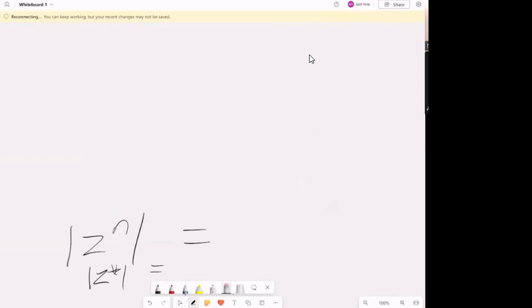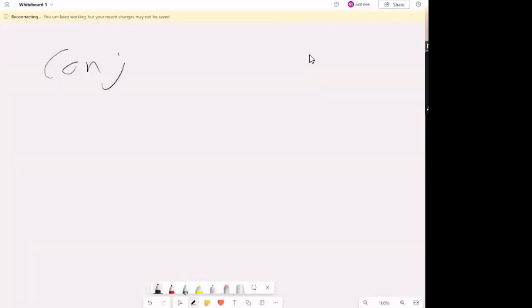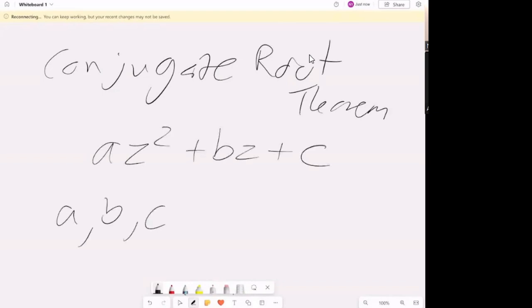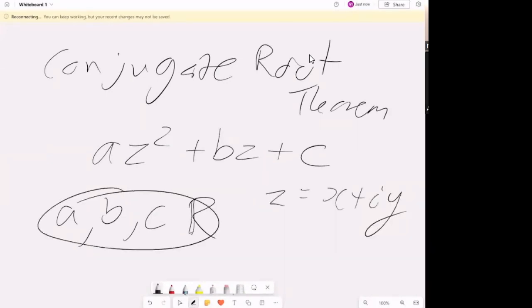There's maybe one more thing I'd like to go through: the conjugate root theorem. Let's say we have az squared plus bz plus c, whereby a, b, and c are real coefficients. Let's say one of the solutions is z equals x plus iy. Because the coefficients are real, we can safely say that its conjugate is also another root.